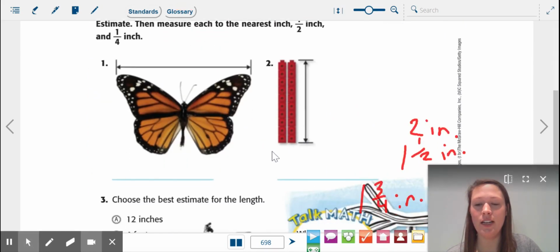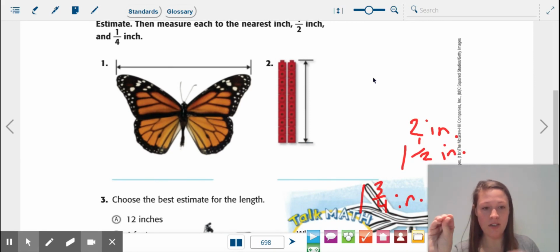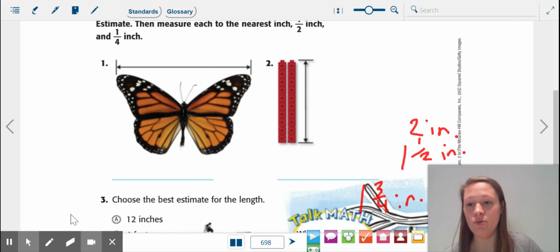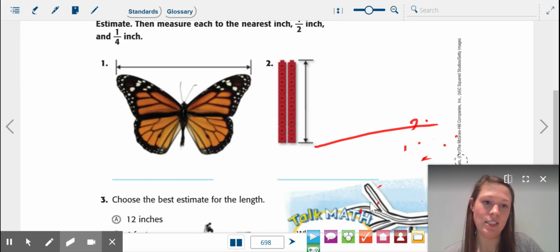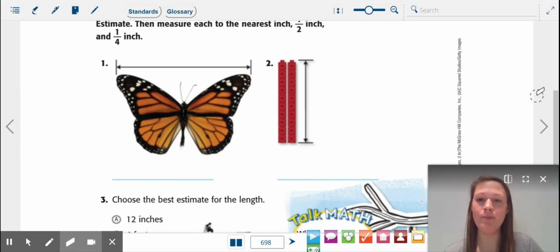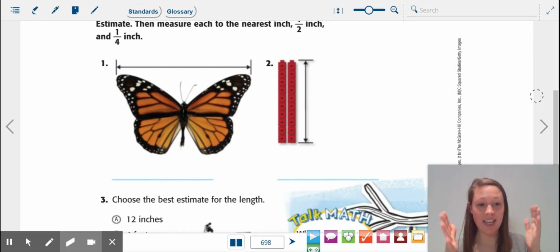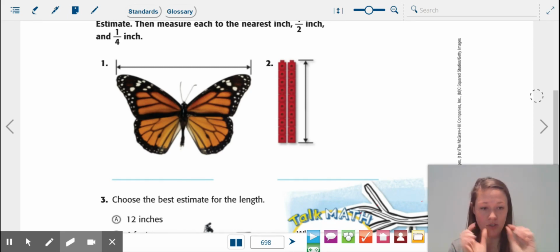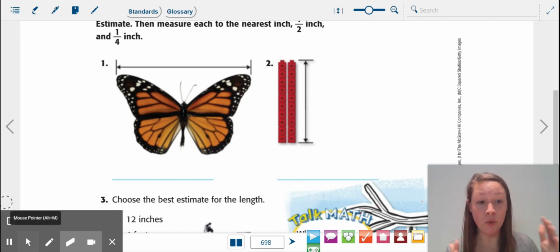All right, let me scroll down. Okay, so for 1 and 2, you're going to have 3 answers for 1, 3 answers for 2. So let me go ahead and, that might be helpful if I use the eraser. Silliness power. There we go. So you're going to have 3 answers for 1, 3 answers for 2 because you were measuring to the nearest inch, half inch, and 1/4 inch. Okay, so go ahead and start working on that. You can pause me if you need more time. Pause it, and then we'll go over the answers in a second.